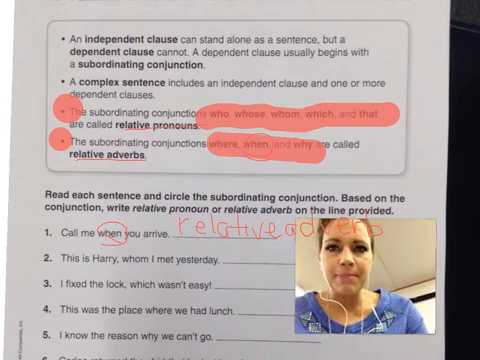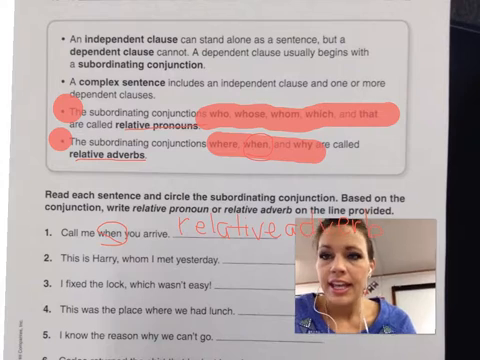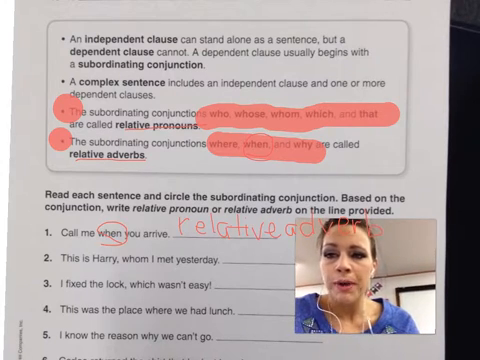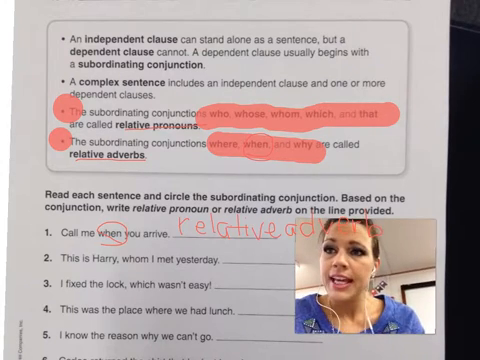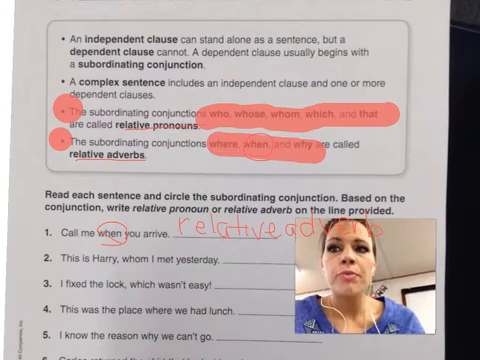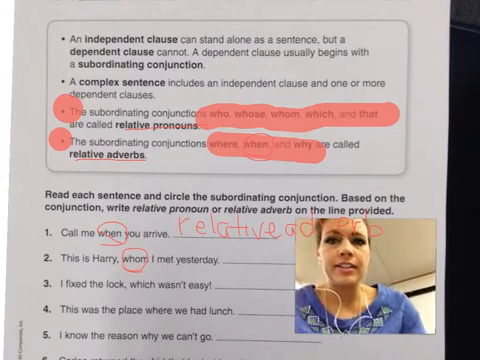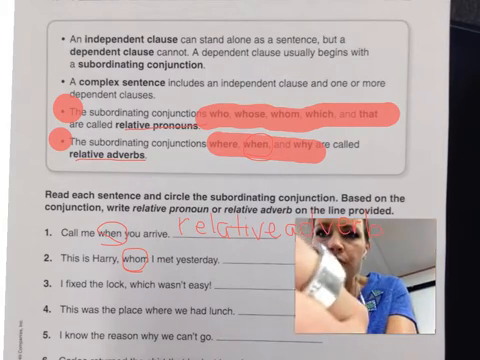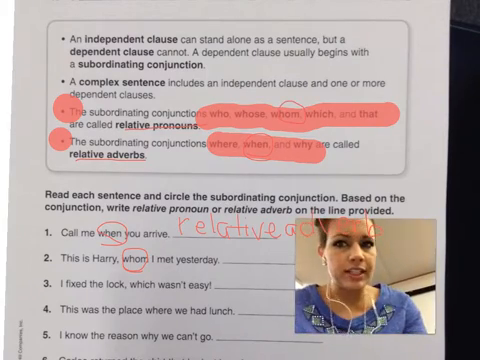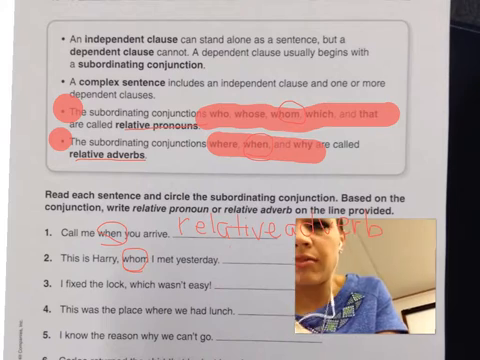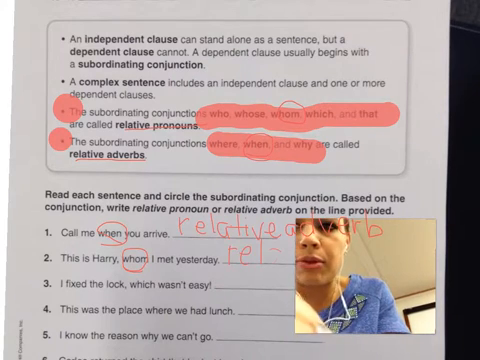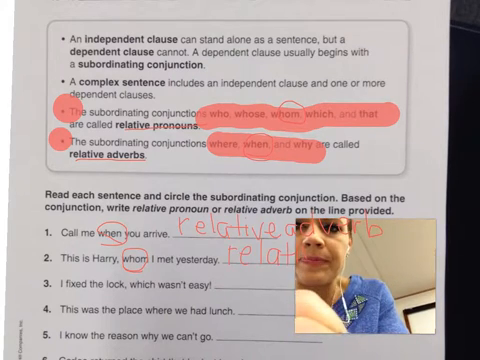Okay, let's take a peek at the second sentence. This is Harry, whom I met yesterday. I hear the word whom. If I look up at my list, whom is a relative pronoun. So I'm going to write relative pronoun on the line.